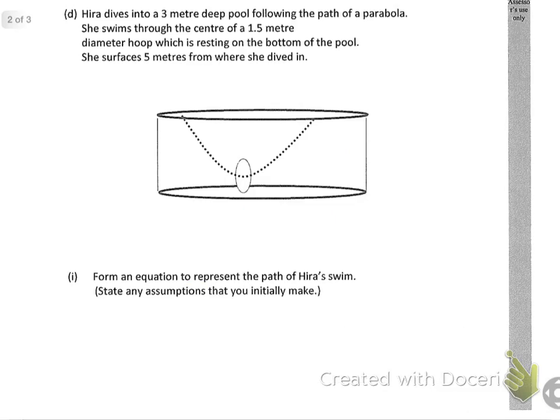Next question. This one here is a parabola pool. I don't know what this question is doing in this particular paper, but we'll do it anyway from our knowledge of graphs. Assuming that it starts at 0, 0, where she dives in, and the hoop is standing at 1.5 meters. She goes through the center of the hoop, so she goes through 0.75 meters above the bottom of the hoop. Remember, the pool is 3 meters deep.